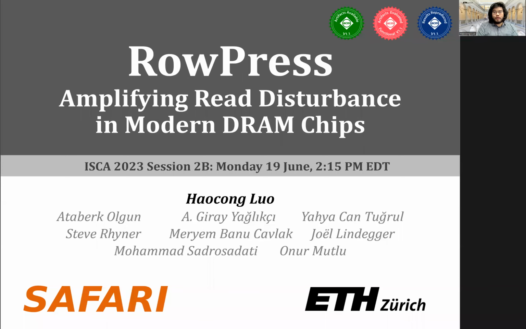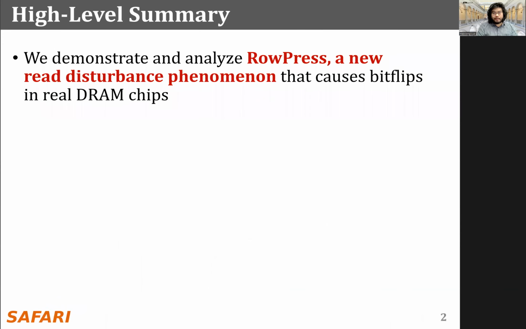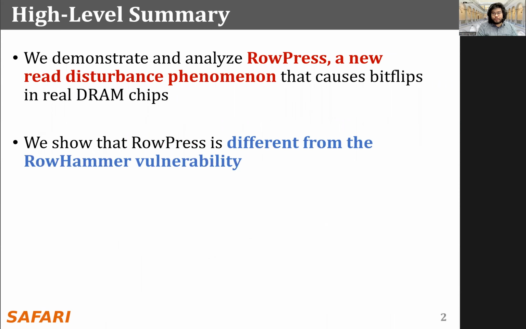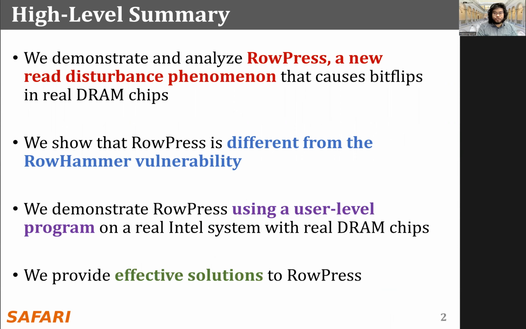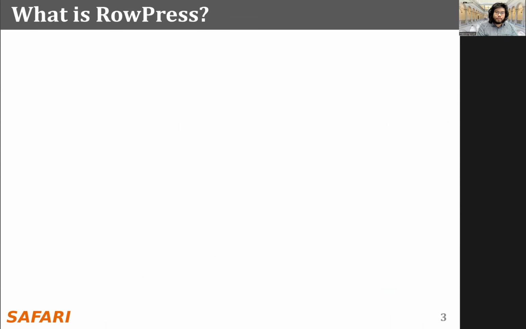Hi, I'm Haocong. I'll be presenting our work RowPress, Amplifying Read-Disturbance in Modern DRAM Chips. In this work, we demonstrate and analyze RowPress, a new read-disturbance phenomenon that causes bit flips in real DRAM chips. We show that RowPress is different from RowHammer, demonstrate it in a real system with a user-level program, and provide effective solutions. So, what is RowPress?